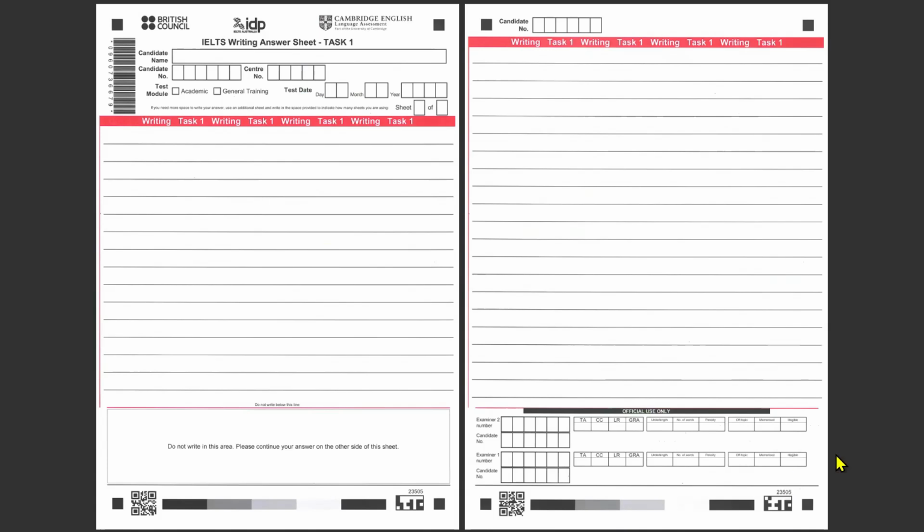Otherwise, I think now all of you have got a good idea. This will be the pattern of the answer sheet in the paper-based exam. And this will be the answer sheet pattern for task 2, which is your essay writing, for those who are going to go for your paper-based test.